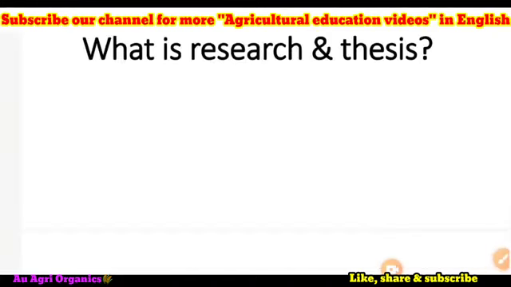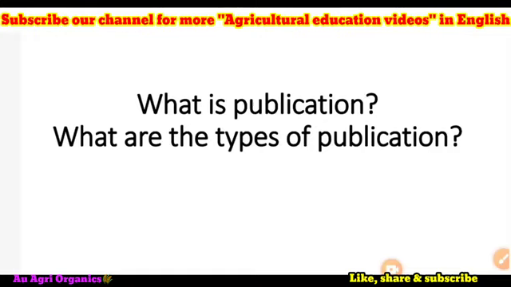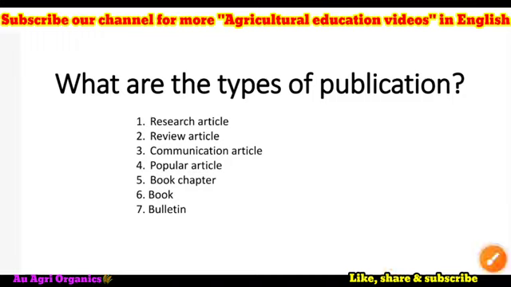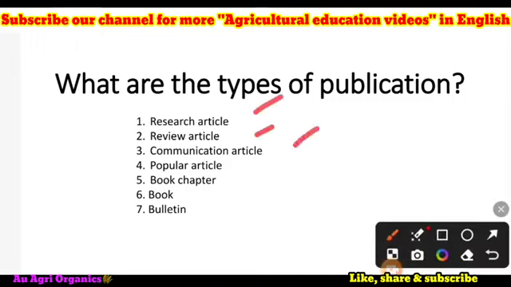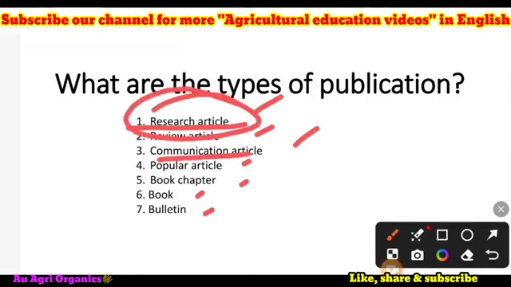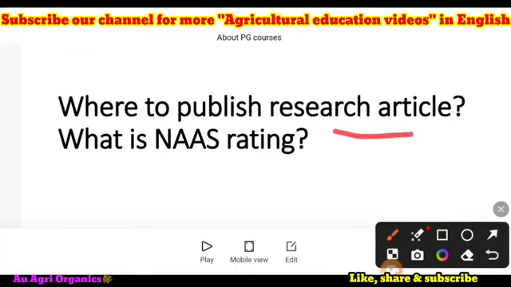From the research you conducted, you have to do the publication. The publication will be of different types. Here I have given research article, review article, communication, popular article, book chapter, bulletin, book, everything. With regard to your research, you can publish 2 kinds of articles: one is a research article, the next is a communication article, which means a short communication. From your single research thesis you can publish 2 or 3 research articles. Before that, where to publish the research article?